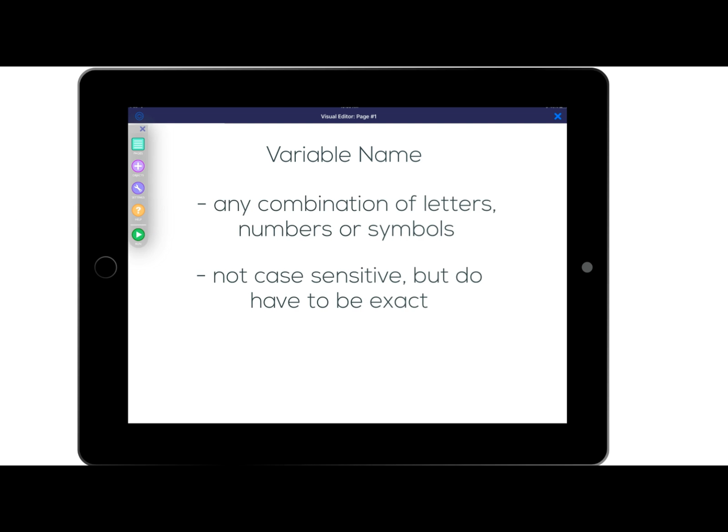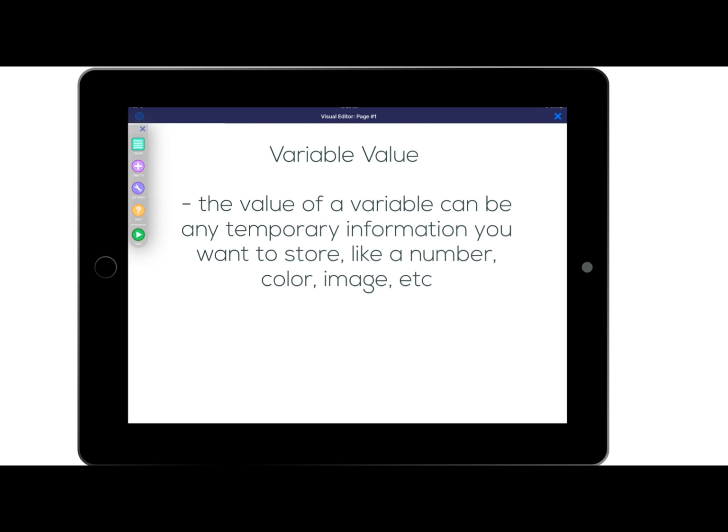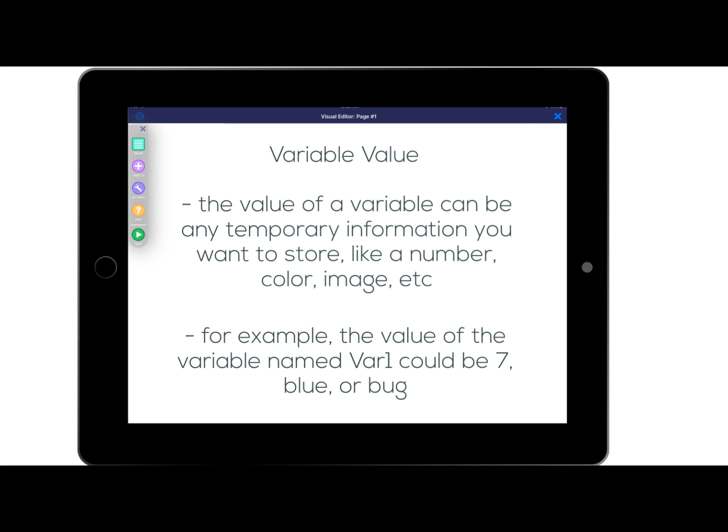For example, the variable named capital VAR1 would be the same as the variable named lowercase var1, but it would not be the same as the variable named var space 1. The variable value can be any temporary information you want to store, like a number, color, image. For example, the value of the variable named var1 could be 7, blue, or bug.